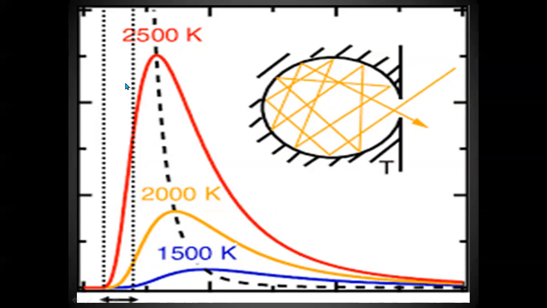This is a plot of the radiations given by a black body, and this plot, or graph, or curve is between the energy emitted and the wavelength.